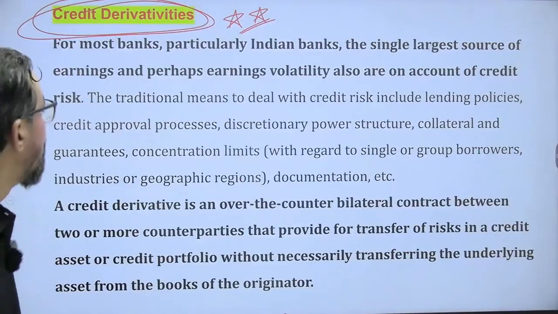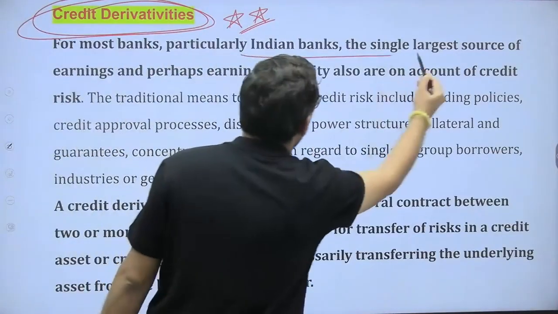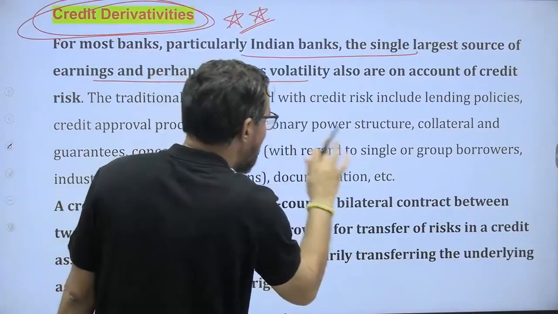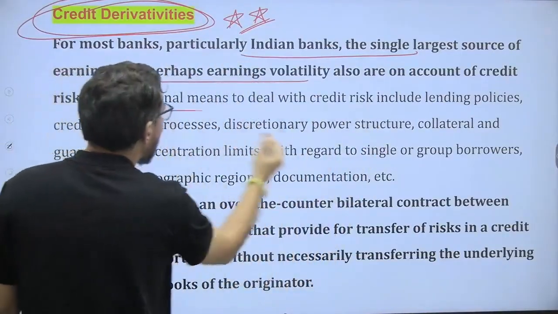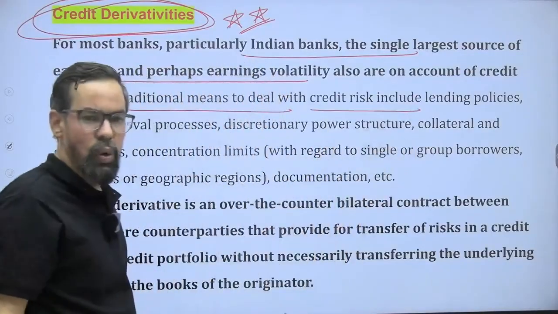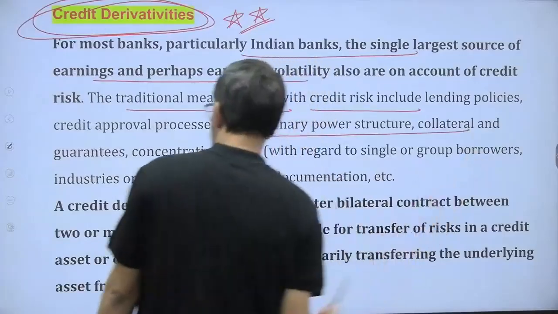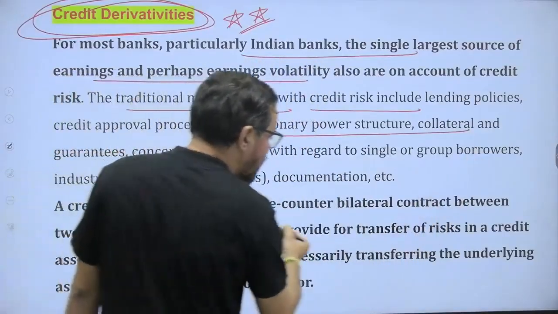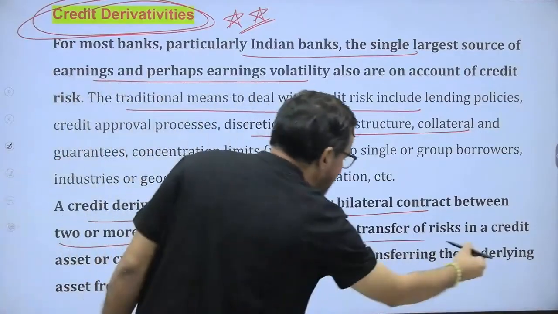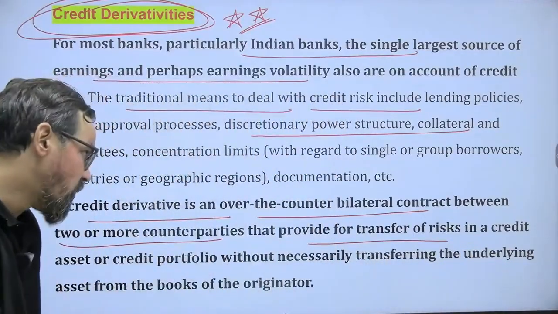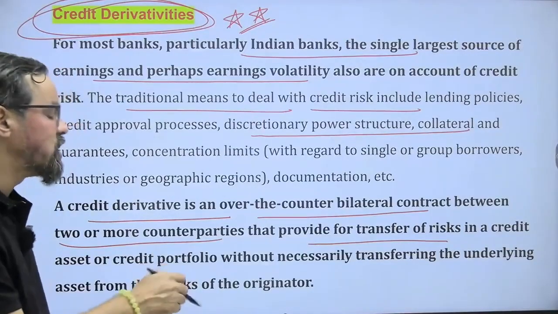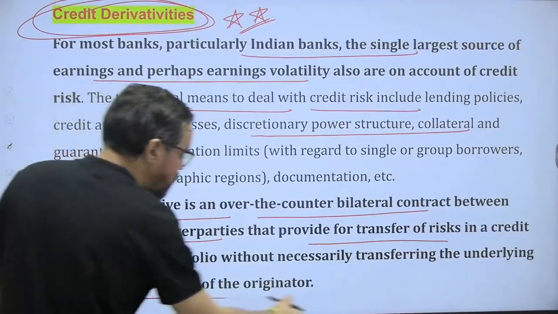All right, so for most banks, particularly Indian banks, the single largest source of earnings, and perhaps earnings volatility, is also accounted for in credit risk. The traditional means to protect against this was collaterals, securities and so on. And a credit derivative is an over-the-counter bilateral contract between two or more counterparties that provides for transfer of risk in a credit asset or credit portfolio without necessarily transferring the underlying asset from the books of the originator.